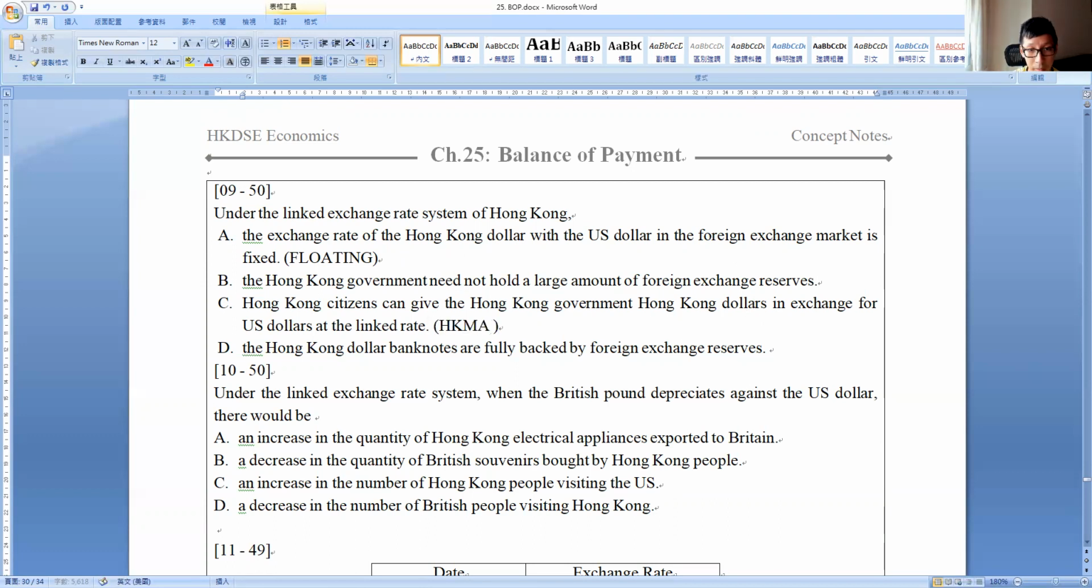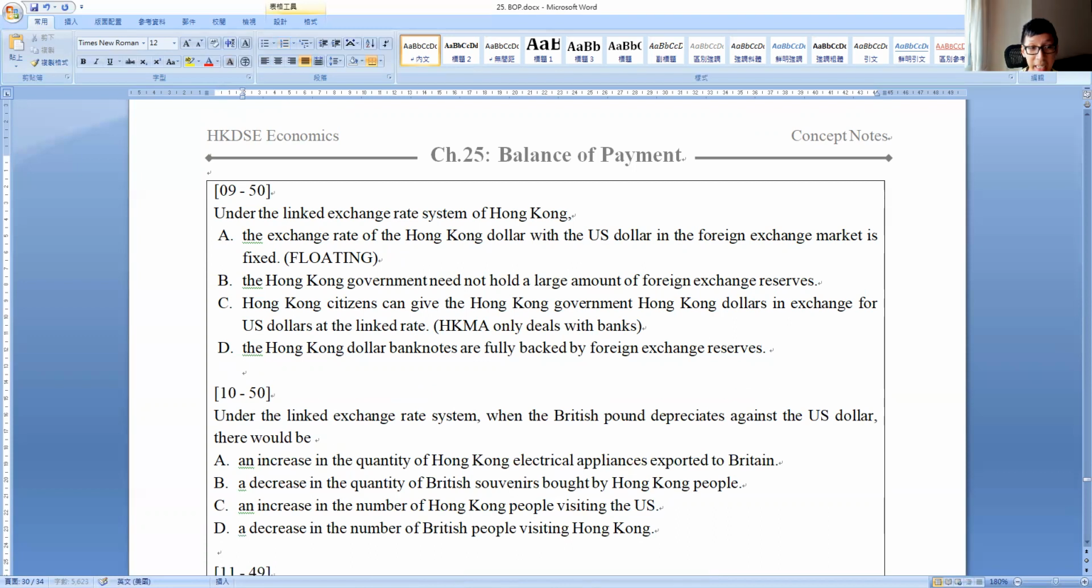HKMA only deals with banks, not you. You cannot go to the HKMA to exchange money. No, only banks can do that. So C is not correct. Now what about D? The Hong Kong dollar banknotes are fully backed by foreign exchange reserve. Yes, exactly the case. So the answer would be D here.